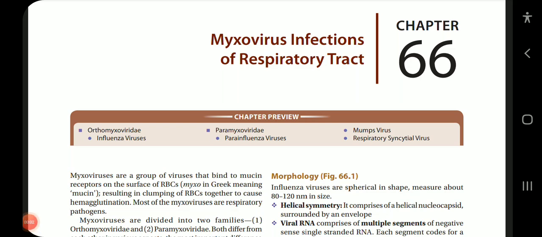Now let us continue with chapter 66 of Apurba Sastry Essentials of Microbiology, which is about Myxovirus infection of the respiratory tract. In this chapter, we will be previewing the Orthomyxoviridae and the Paramyxoviridae family of the viruses. In this video, we will be covering the Orthomyxoviridae family and the influenza virus, while the Paramyxoviridae family with the parainfluenza, mumps, and respiratory syncytial virus will be covered in the subsequent videos.